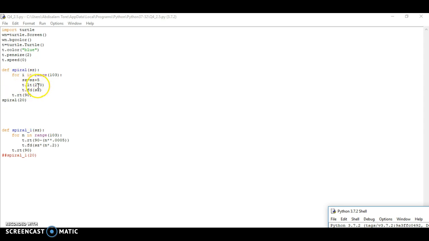t.left(270). 270 would make it go down. t.forward(size). You want to move size plus 5 for every one. And t.right(90). It's out of the for loop. So once you've finished making the box of loops or maze, you make it so that the line or the arrow points towards the correct direction. Spiral(20). 20 is your size.